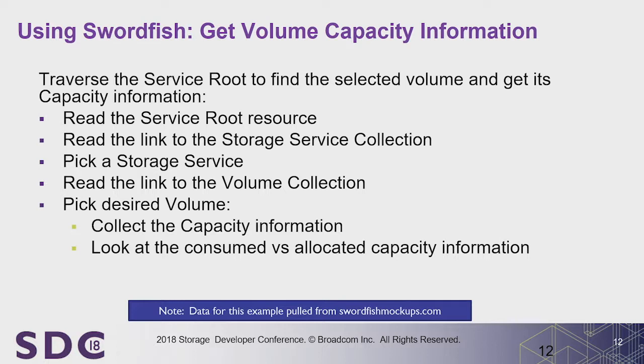We'll just wander through the system a little bit: read the service root, go find a storage service, find a volume collection, pick a volume, and go look at the capacity information. There's a relatively complex capacity structure, but all we actually need to do is compare the consumed versus allocated. I'll have a section at the end where I show a bunch of our resource information. We have a bunch of mockups of these different configurations on swordfishmockups.com, and I'll show a little bit of that in a minute. All of the data we show here is available online at our static site on swordfishmockups.com.